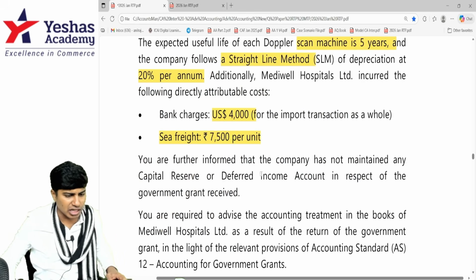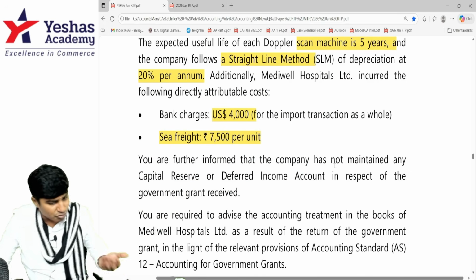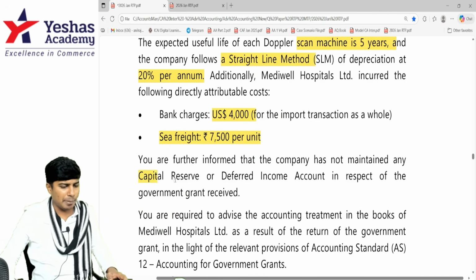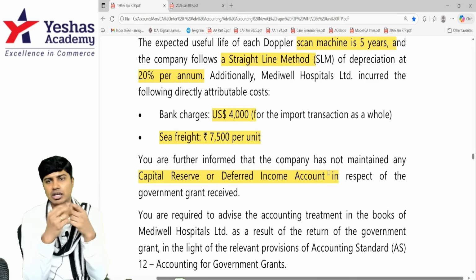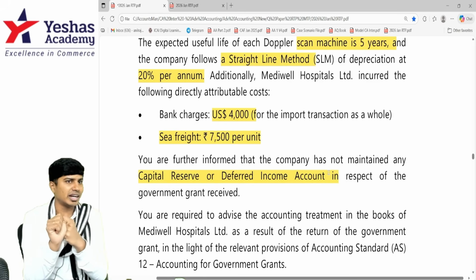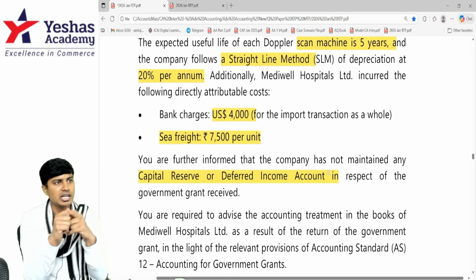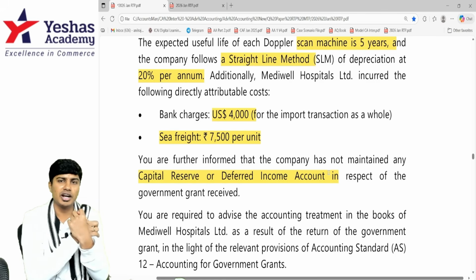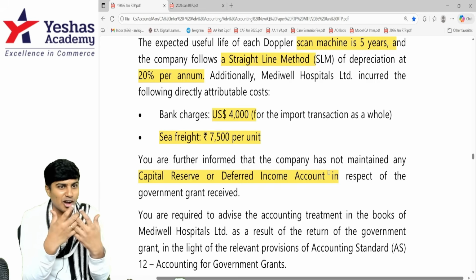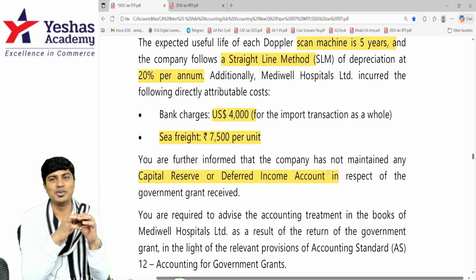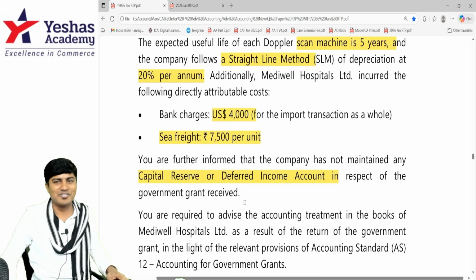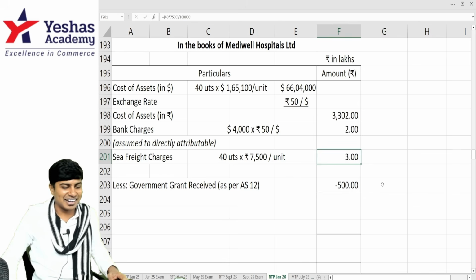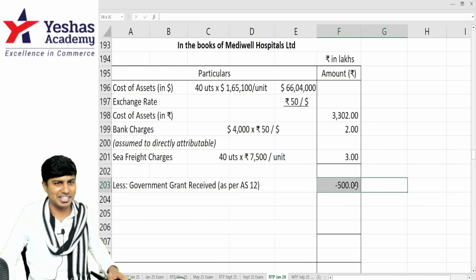Then anything else? You are further informed that the company has not maintained capital reserve or deferred income account. Basically, they have two options whenever they receive government grant. One, capital reduction approach, where the entire grant amount is reduced from the cost of the asset. Second approach, the grant can be recorded in DGG, deferred government grant. There is no looking back once you account for capital reduction approach and deduct the entire government grant from the cost of the asset. So, because they are not maintaining deferred government grant, we will reduce the entire grant of 500 lakh from the cost of the asset here.